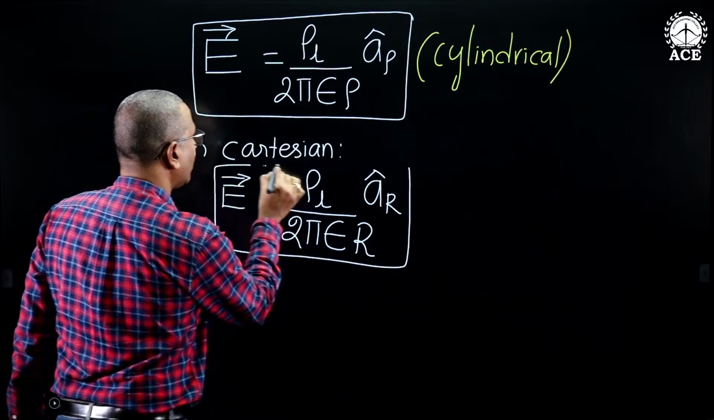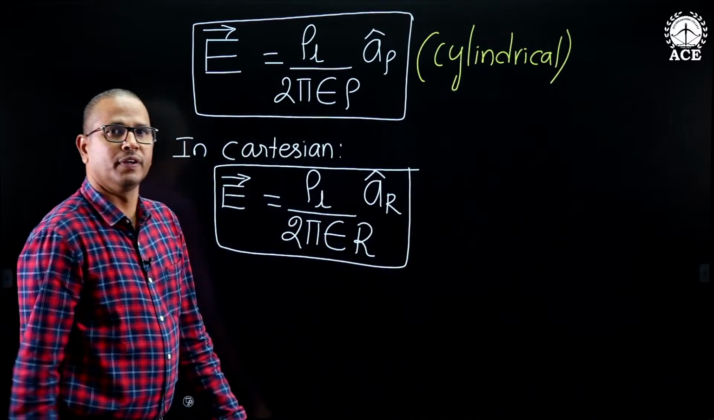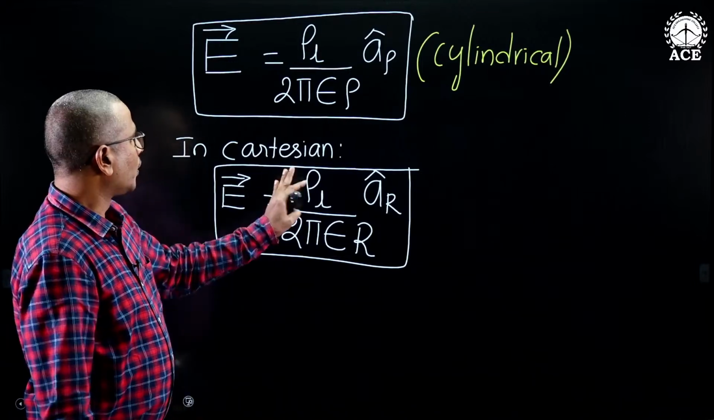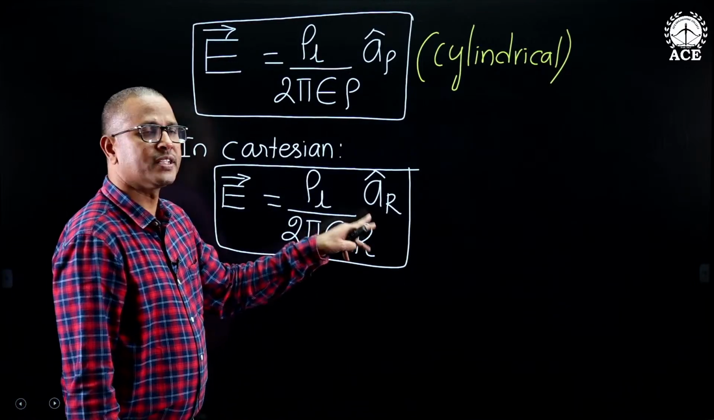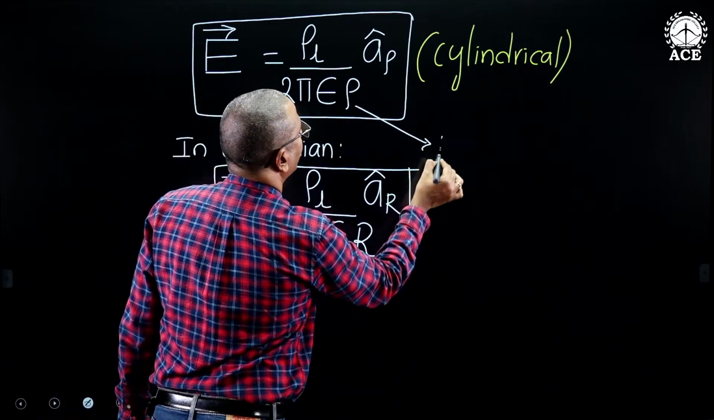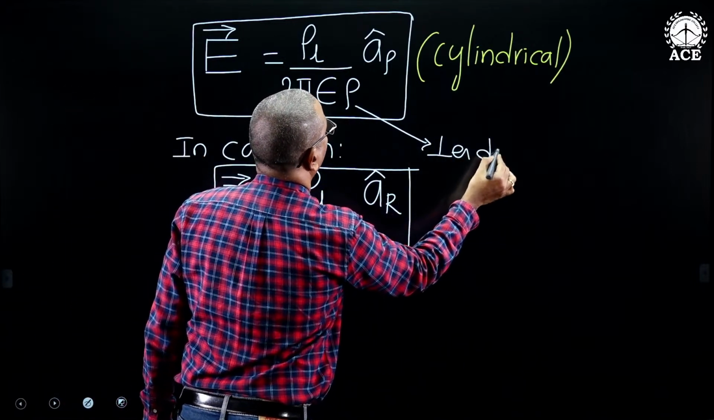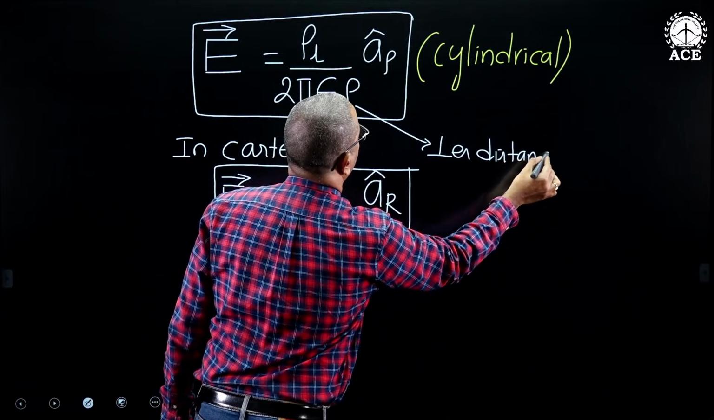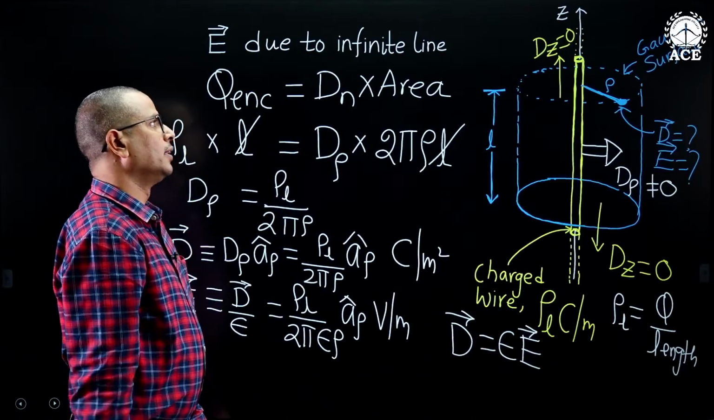This is a formula you can use while finding electric field directly in Cartesian: rho L by 2 pi epsilon r. What is r here? Magnitude or distance, where rho is perpendicular distance. Similarly, r is perpendicular distance. Look at this in the figure.